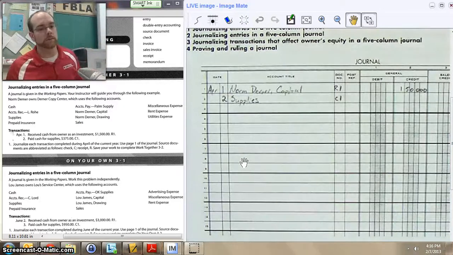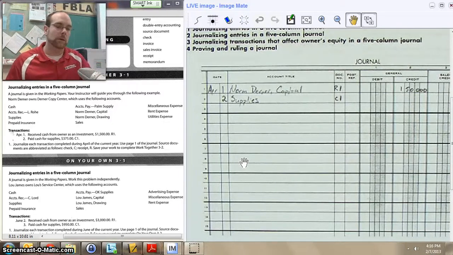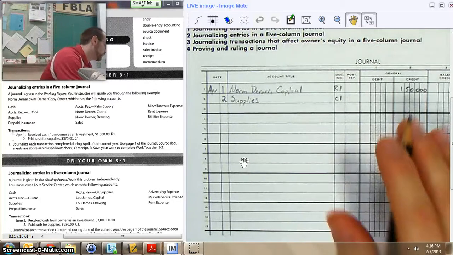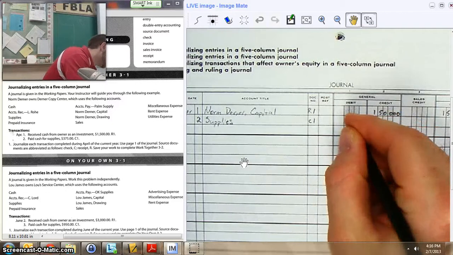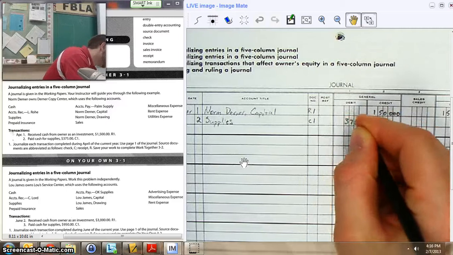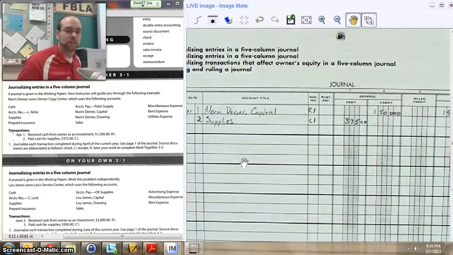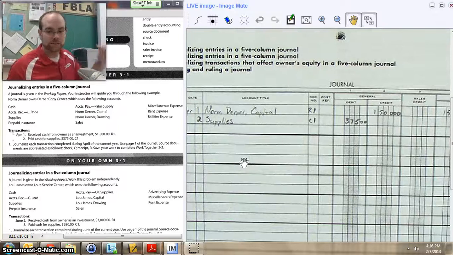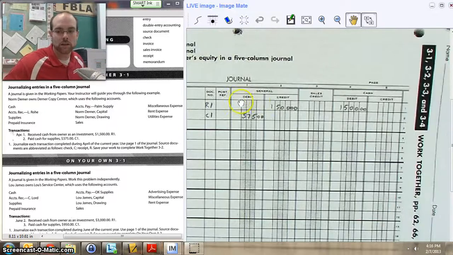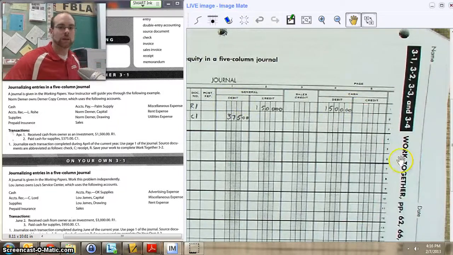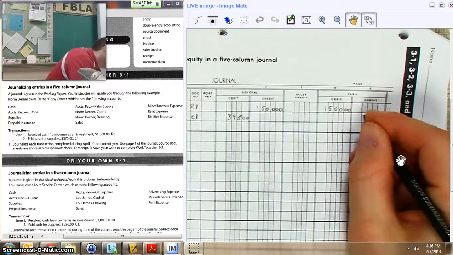Now you want to do your debits before your credits. For supplies, we know that supplies is going to increase by a debit because it's an asset account. So we want to put in the general debit column for supplies of $375, because we're going to debit supplies $375. For every debit, we must have a credit. The other thing that's affected is cash, and cash is going down, so that's going to be credited. So we want to put in the cash credit column $375.